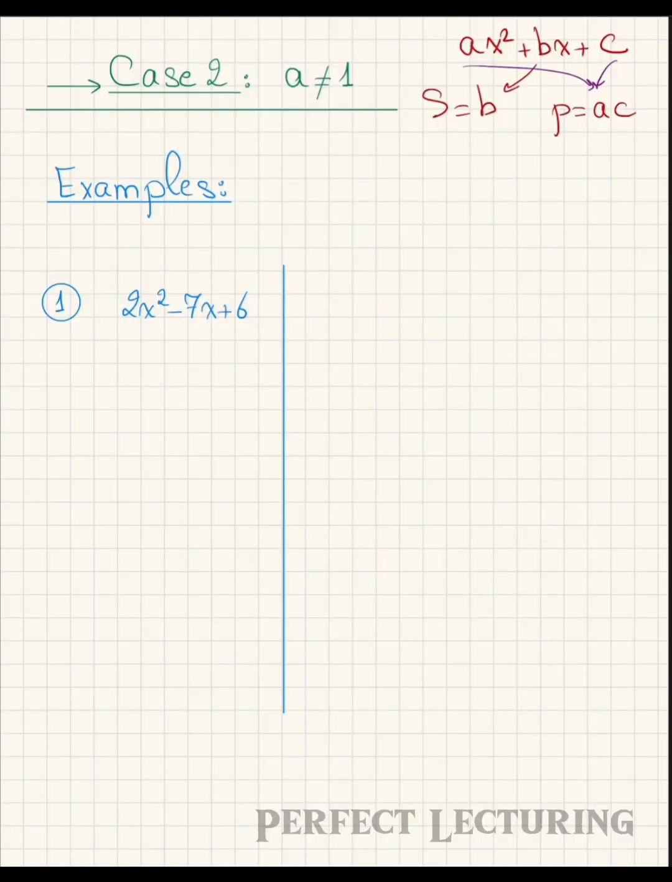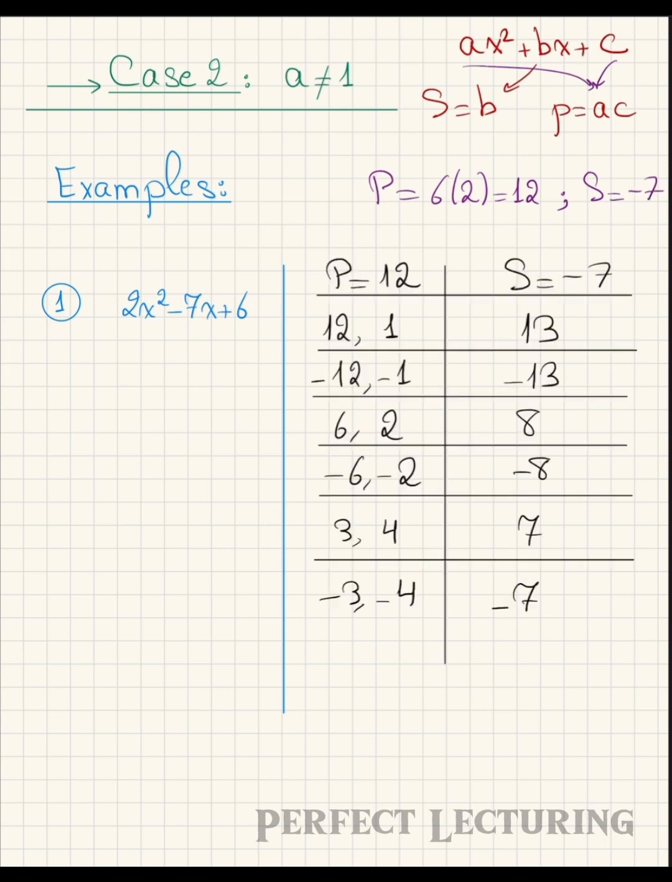Now we repeat the same story. So we have to look for two numbers in the first question where the product is 6 times 2, and that is 12. And the sum is b, and it's negative 7 in this case. So this is the table, and what we're looking for is the final pair, which is negative 3, negative 4, and negative 7. Now there's more work to do here. It's not only product and sum. In the case where a is not equal to 1, other than finding the product and the sum, we must factor this trinomial using grouping.